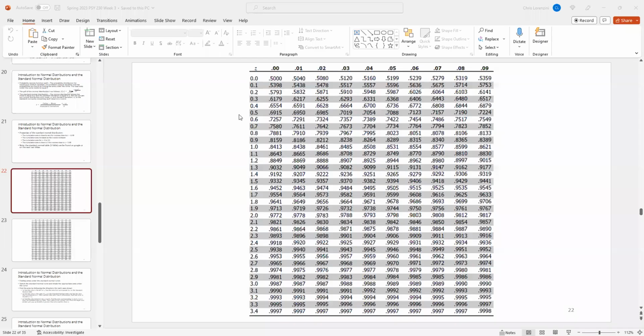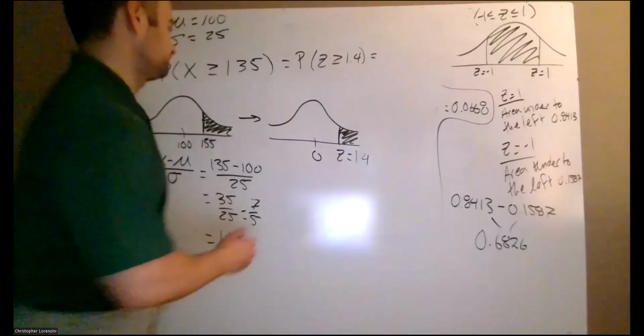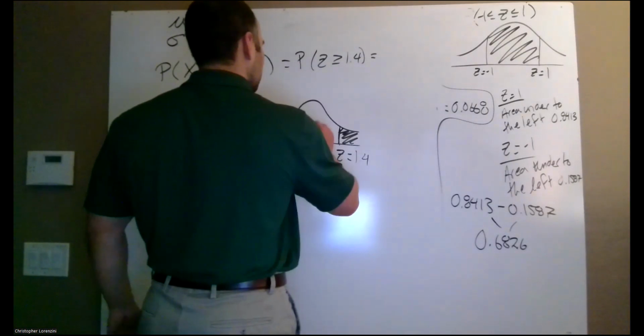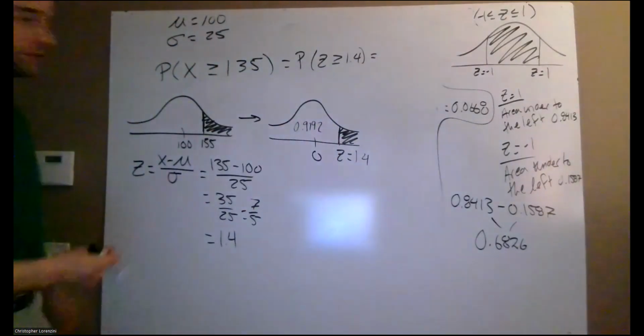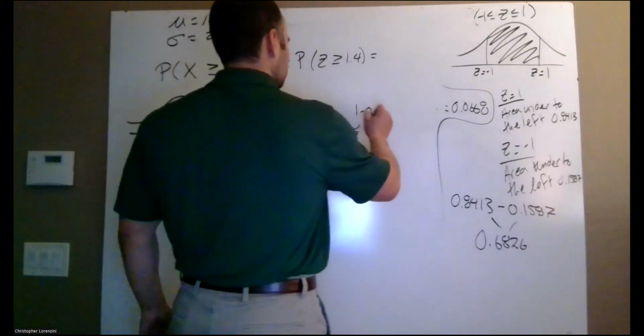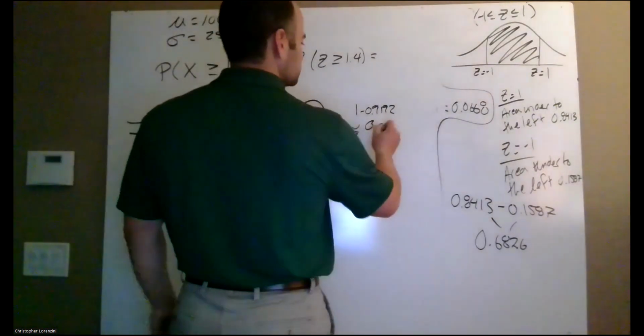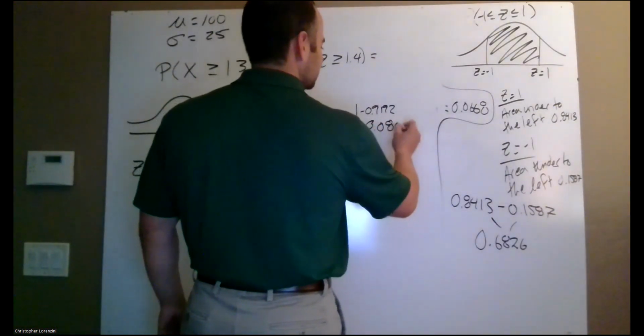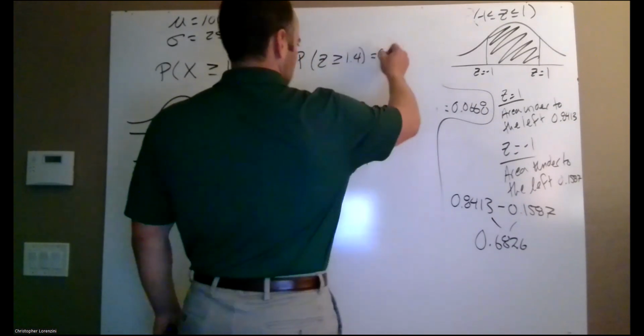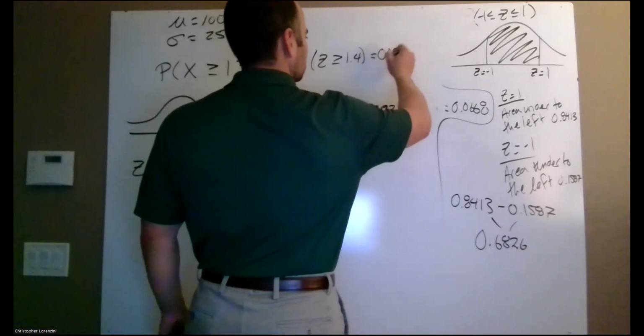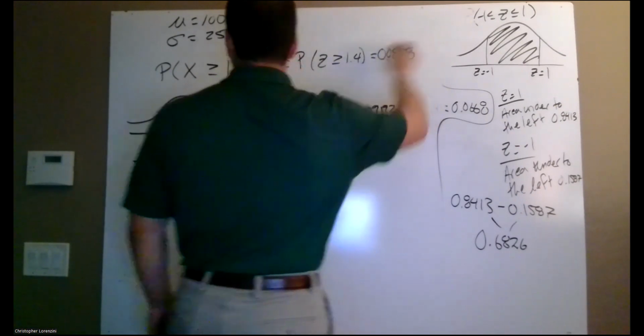And we'll see that, okay, 1.4, I want to find the area under the curve that the table tells me, and then I'm going to subtract it from 1. So 1.4, the area under the curve to the left, 0.9192. So 0.9192, the table tells me it's the area under the curve to the left, and then I just subtract that from 1 to find this area under the curve to the right, 0.0808. And so that's my probability, 0.0808.